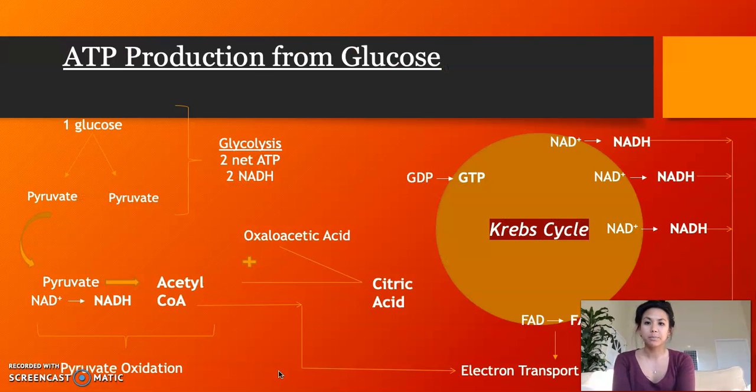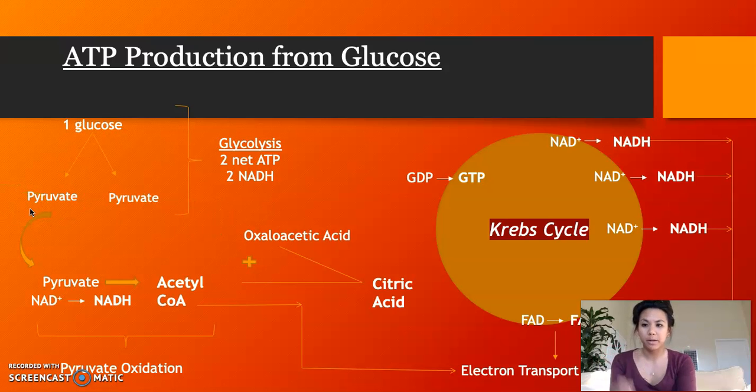So we'll start with ATP production from glucose, and we'll begin with one molecule of glucose right here. It will go through glycolysis, and the products of glycolysis are 2 net ATP and 2 NADHs. Now that one molecule of glucose will be split into 2 pyruvate. Remember that, that's 2 pyruvate.